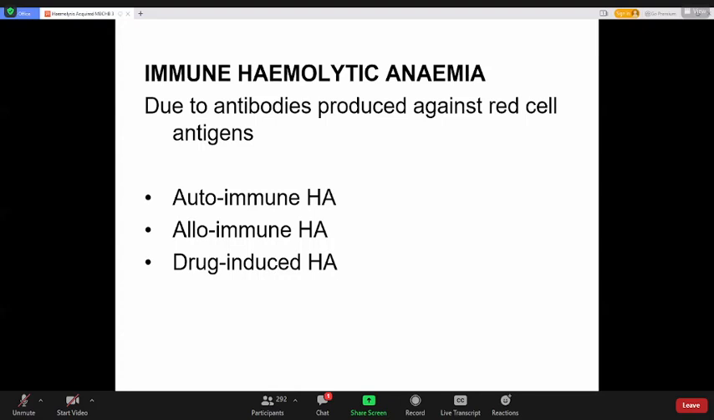So antibodies that are produced against the red cells. And I've given you the various scenarios in which you can get antibodies produced against red cell proteins or red cell antigens. And remember, antigens are mainly protein carbohydrate complexes. And the fact that they're called antigens is because they have a capacity to induce antibody production. All right. So any substance in the body that has the capacity to induce antibody production is called an antigen. All right.